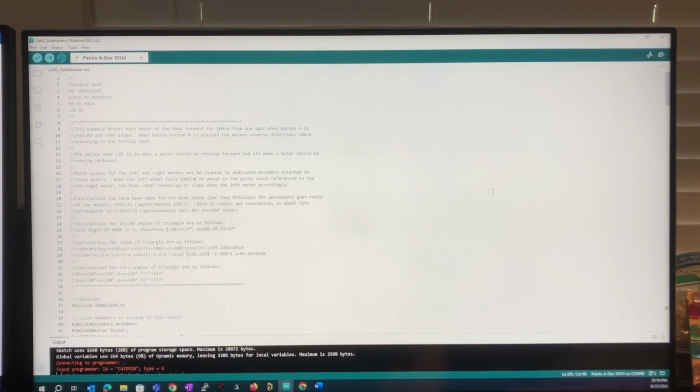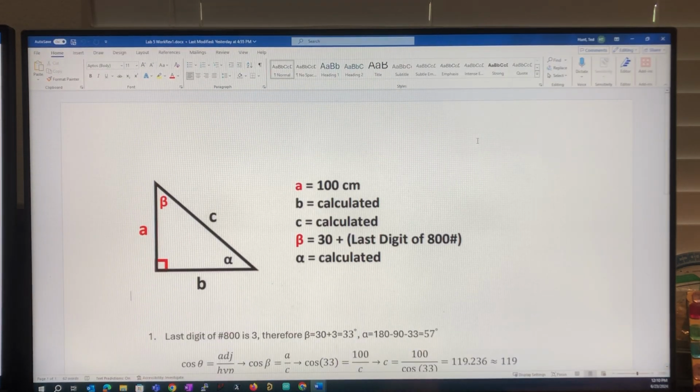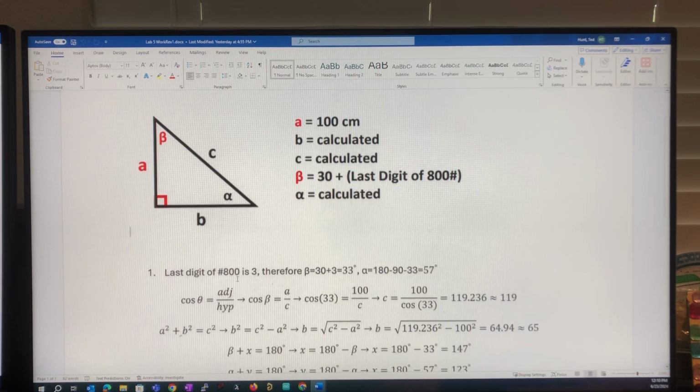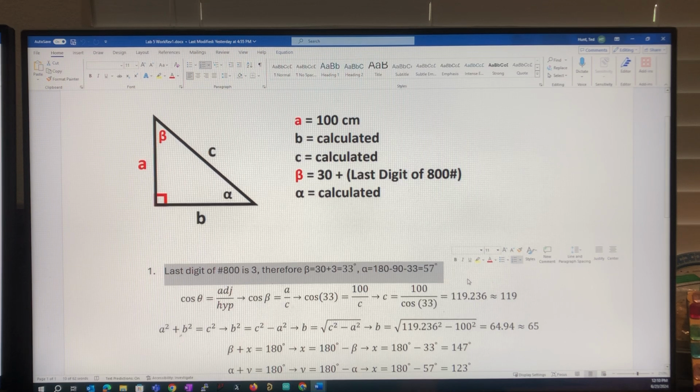This is my code for LAB05. Before I go into it, I'm going to go over some of the calculations that were needed beforehand. So our Romi Robot has to travel in a triangle, and we know that side A will be 100 centimeters, and we know that beta is going to be 30 degrees plus the last digit of our 800 number. In my case, it's 3, so my beta is going to be 33. And knowing that we have a right triangle, that leaves alpha to be 57 degrees, as we have here.